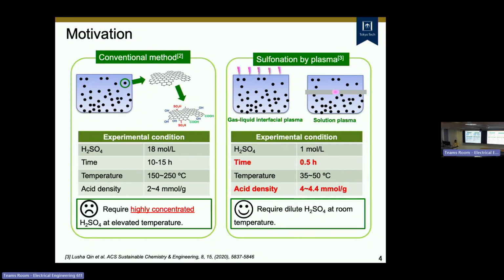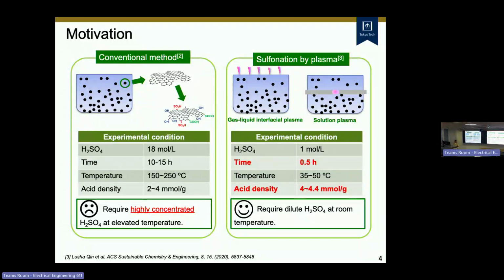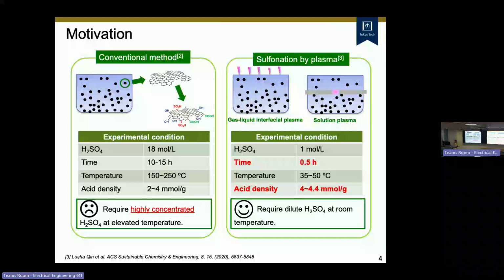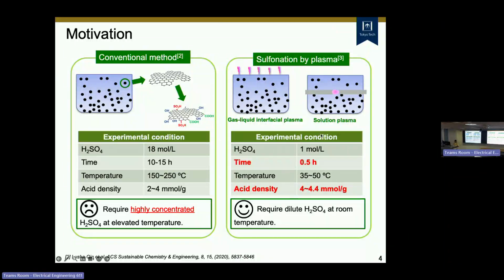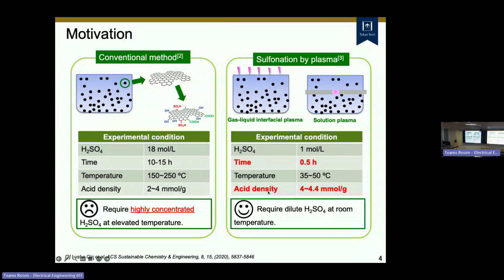chemical reaction. So in our previous research, we developed a plasma sulfonation technique by these two kinds of plasma technique. One is a plasma generated above the solution. Another one is a plasma generated inside the solution. Both of them just require 1 mole per liter sulfuric acid with half an hour of treatment time at room temperature. And the acid density using our plasma technique is comparable to the conventional method.